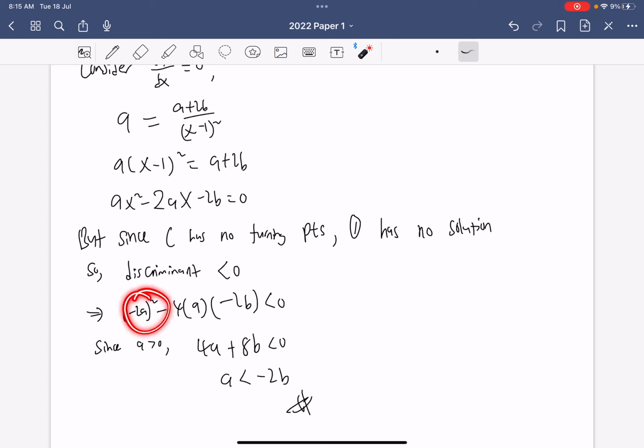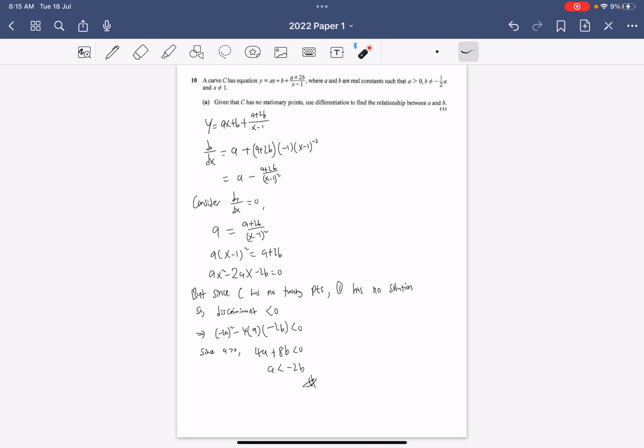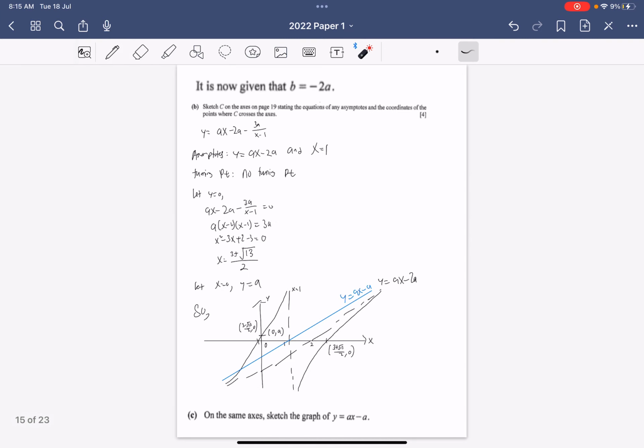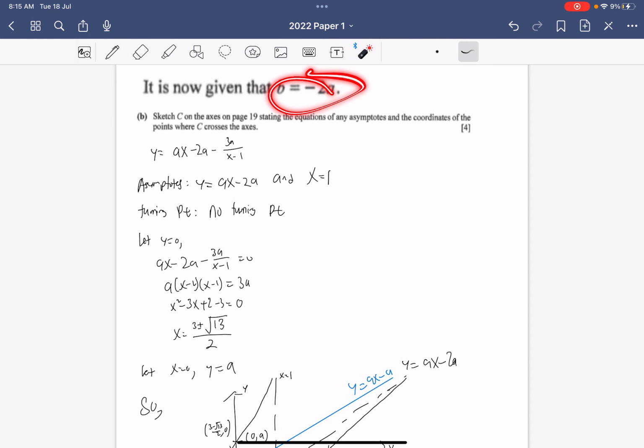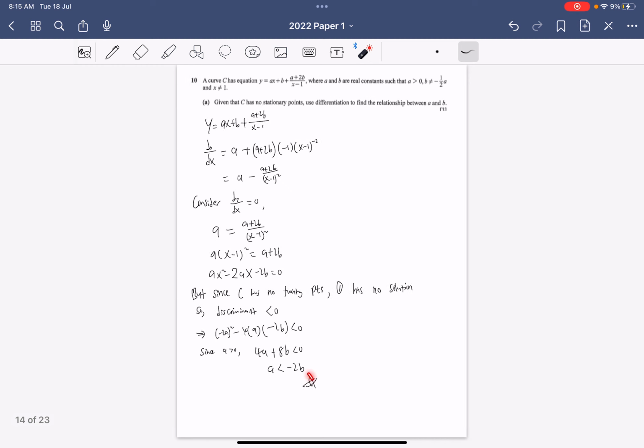So now with the discriminant, you get the following inequality as such. Hope this is clear. Leave any questions in the comments and I'll answer them. So now we know that B equals minus 2A, which fulfills this, by the way. So you need to take note of that.